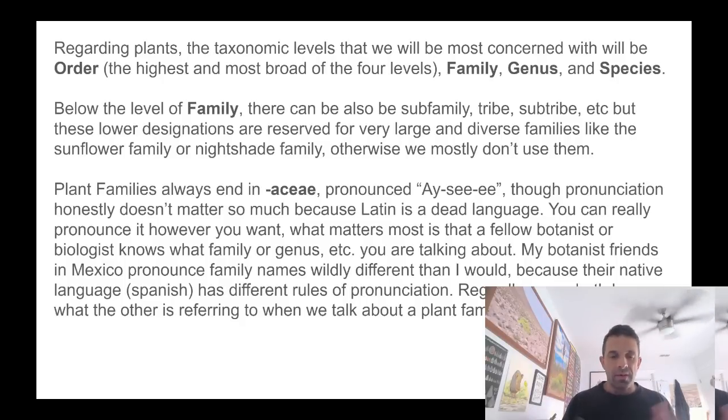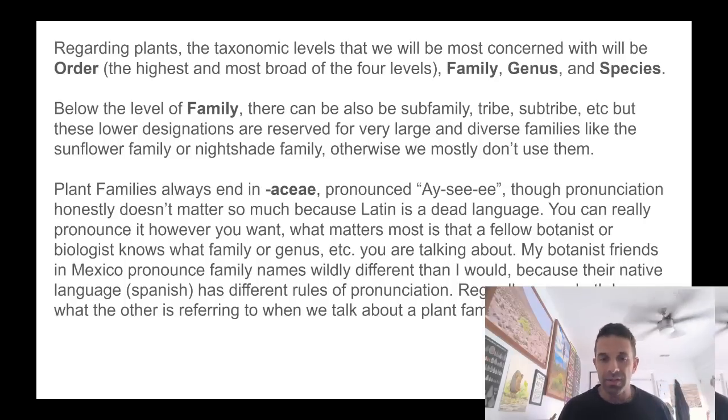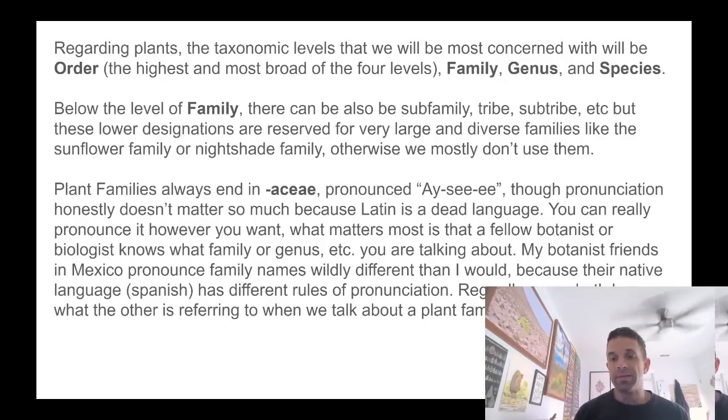That's what matters, and this is universal across all languages, right? Every botanical Latin. Chinese botanists use botanical Latin, Iranian botanists use botanical Latin, Swiss botanists use botanical Latin. That's the beauty of the system. We use Latin because it's a dead language. It's not subject to modern nuance. You can pronounce it however you want.